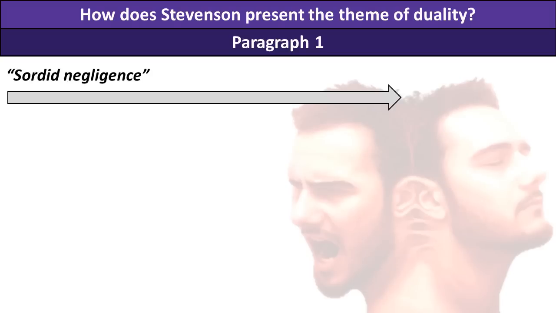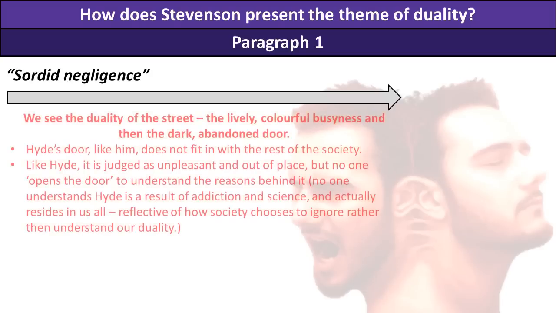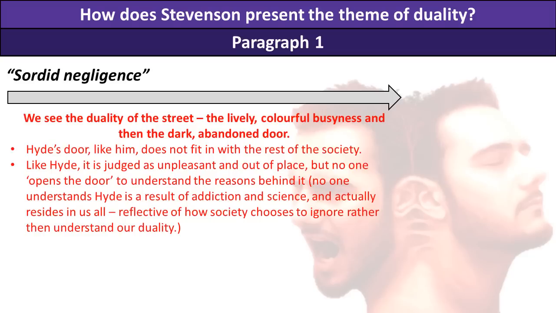So, first quote, we've got "sword in negligence" to describe the door and the street. So we see the duality of the street. We've got a lively, colourful busyness of the street and then a dark, abandoned door. Now Hyde's door, just like him, does not fit in with the rest of this society, showing the duality of our society. But like Hyde, it's judged as unpleasant and out of place.